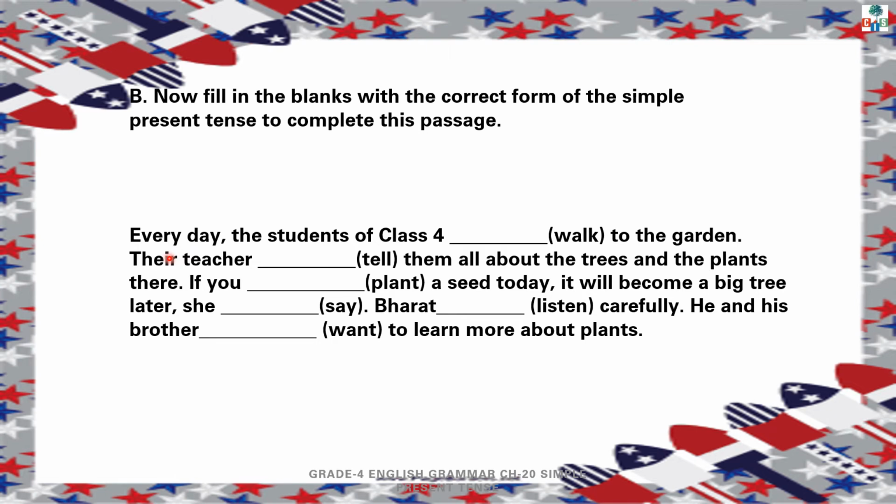Let's read the passage. Every day, the students of class 4 walk to the garden. Now here in this sentence, in the bracket, the verb is given, walk, and here the noun is the students, which is in plural form. So we will use the base form of the verb. We will write here walk. The students of class 4 walk to the garden.